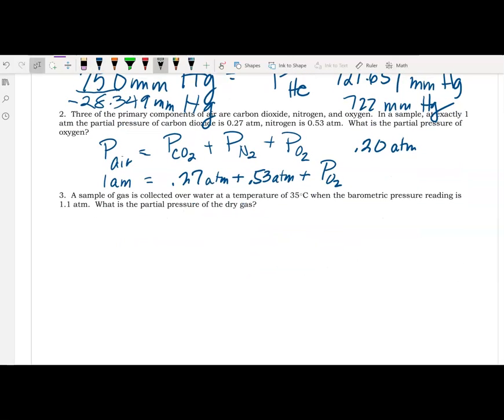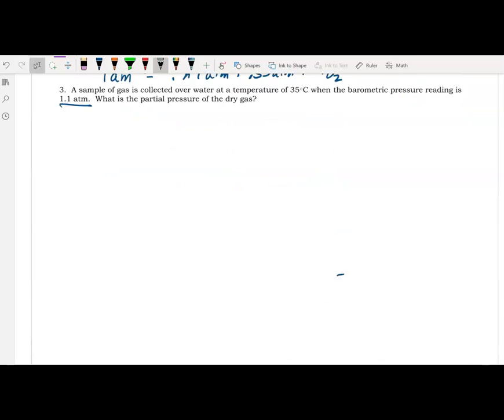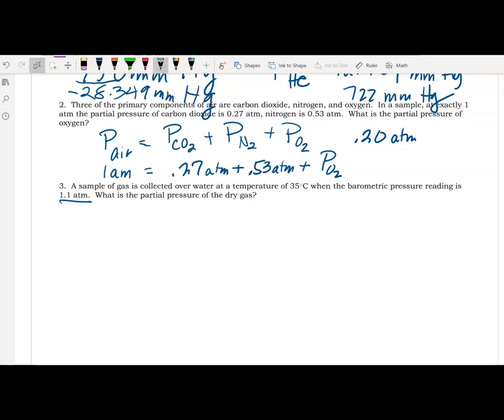The third one, we have a problem. Because what is our pressure given here? Atmospheres, right? But our chart is in millimeters of mercury, which means we either have to change that to millimeters or we have to change millimeters to atmospheres. But I will tell you, those millimeters of mercury are so small, if you change them to atmospheres, you're going to have a really, really tiny number to subtract from 1.1. So I am going to change 1.1 to millimeters of mercury.